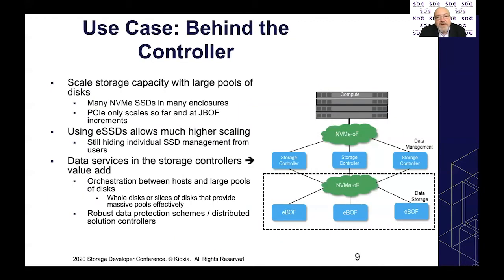So the first use case we'll talk about is, why not put these Ethernet drives behind the controller in existing systems? This allows them to scale a lot further than the PCIe switch would allow them to do. So perhaps what might only scale to a tray or two with PCIe can now go maybe to the whole rack.